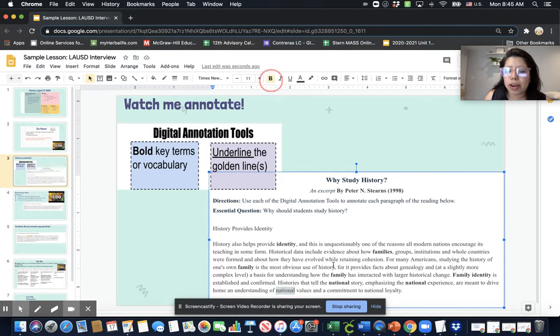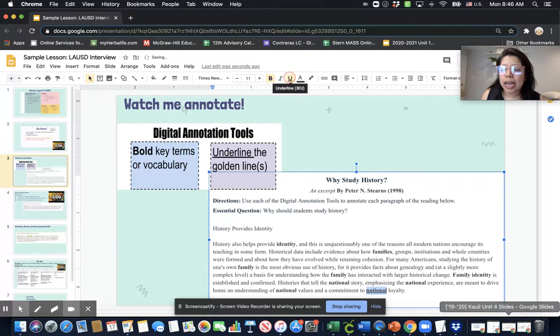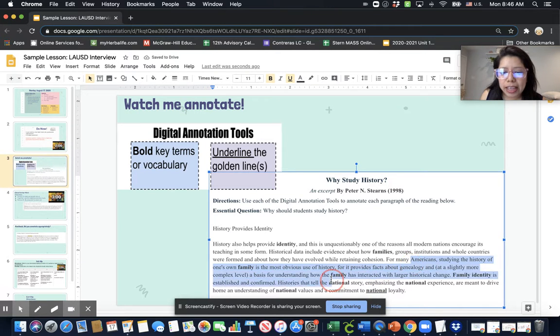And so far, I have been using the bold key term, and I can see some patterns and I can see what Peter Stearns believes is the reason to study history. I'm going to go ahead and choose one line that I believe is the gold, and why students should study history. This is going to be my golden line here.